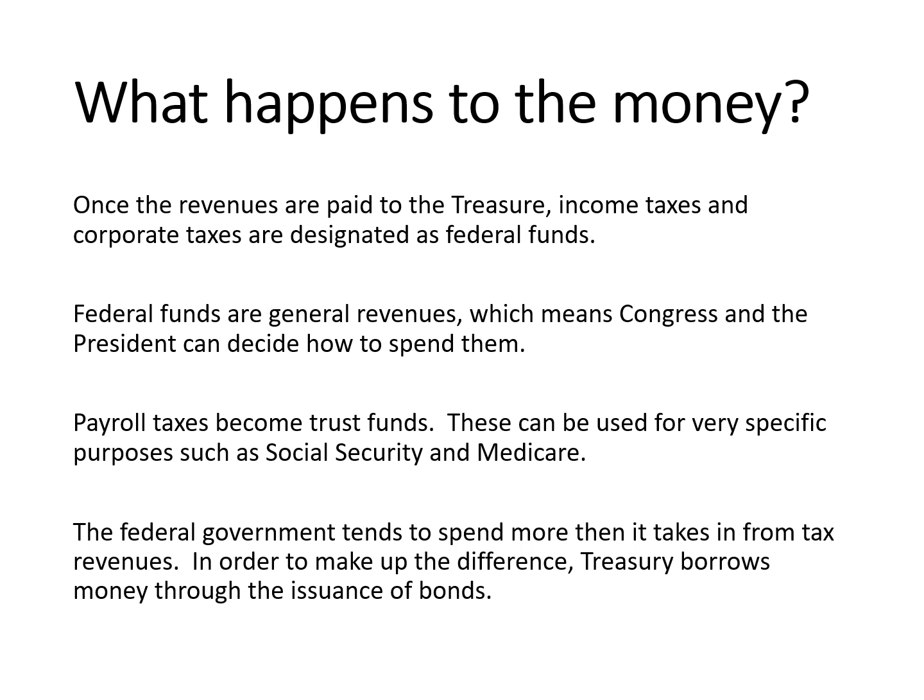The federal government tends to spend more than it takes in from tax revenues, so in order to make up the difference, the Treasury borrows money through the issuance of bonds.